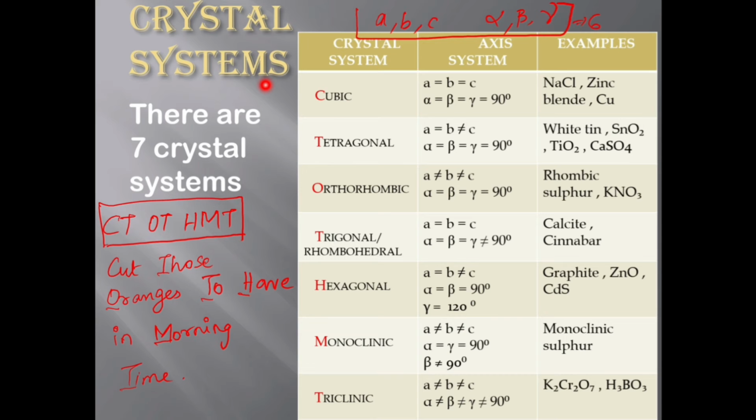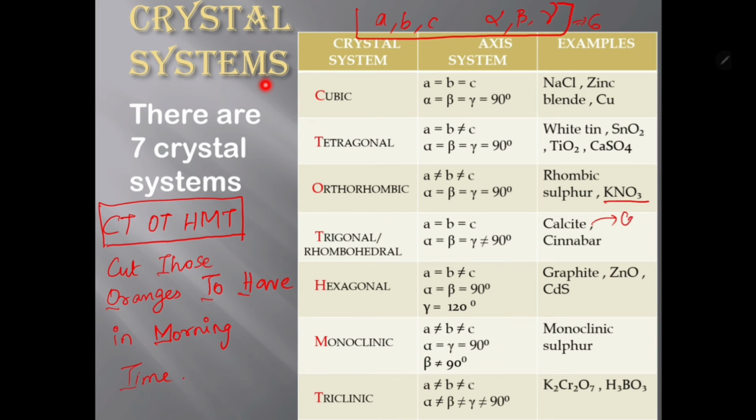Okay. For orthorhombic, it is rhombic sulfur. If you see rhombic sulfur, then it is rhombic. The name will also have rhombic. Okay. So another example of orthorhombic is potassium nitrate. Okay. So next, coming to trigonal or rhombohedral, we have calcite.